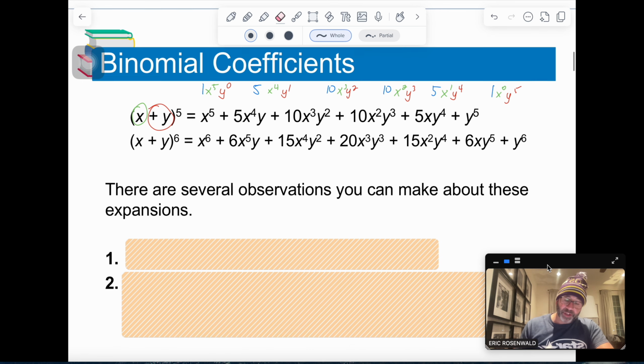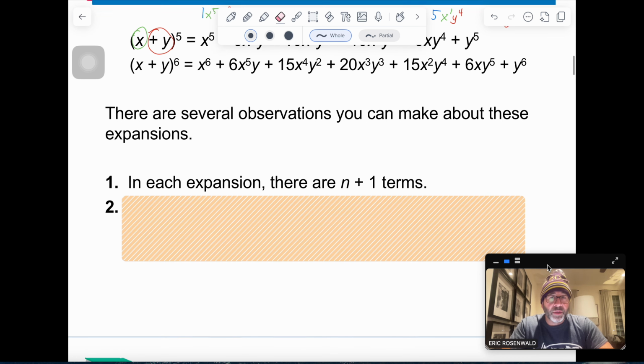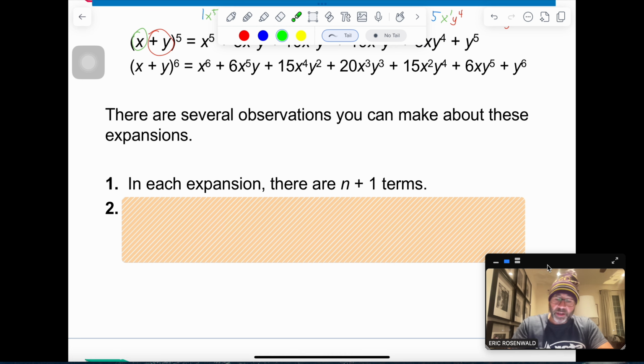So as I said, there's several observations that you should make when you're looking at these, okay? The first is in each expansion, there are n plus 1 terms. Now, what does that mean? When we look at this, I said we're going to do 6, right? So 6 is my n in this. Well, you'll notice there's 1, 2, 3, 4, 5, 6, 7. So there are 7 terms in this expansion. It's always one more than the actual power that's taking place. So that's the first thing you should recognize in this pattern, okay?